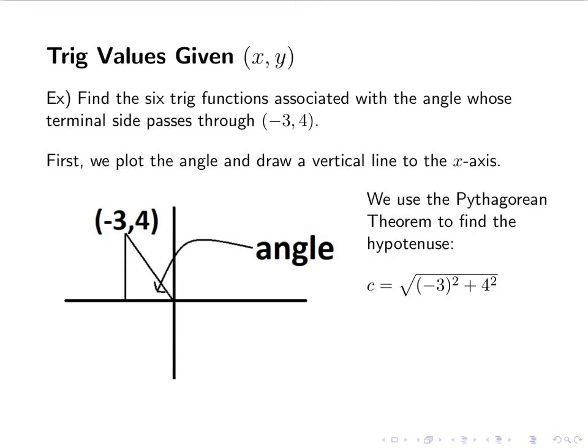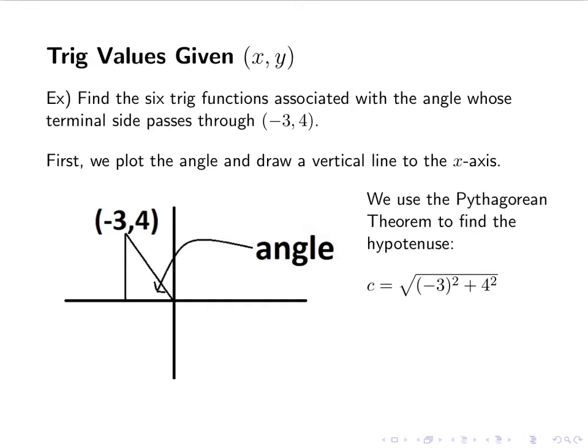To find the hypotenuse, we're going to use the Pythagorean theorem. So remember that a squared plus b squared equals c squared. So c is the square root of a squared plus b squared. Now remember, even though our leg, in quotes, is a negative number, whenever I square it, it becomes positive. So -3 squared is +9.